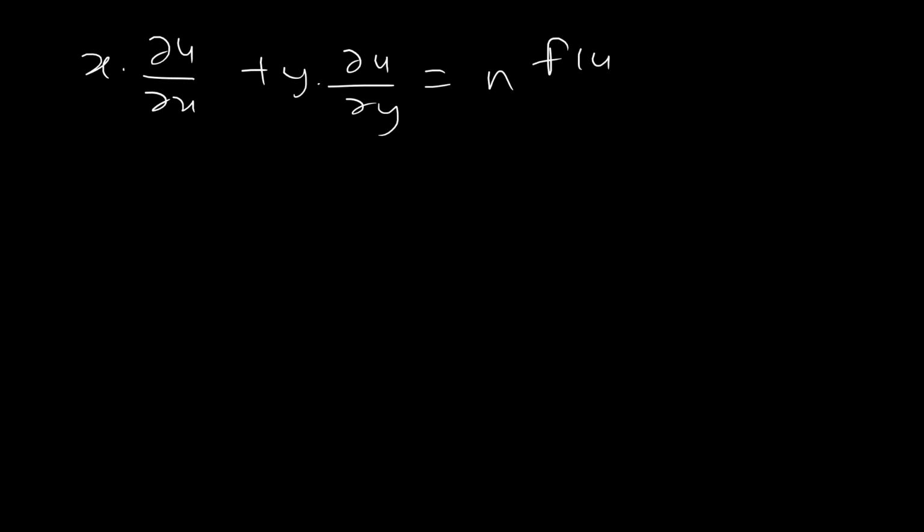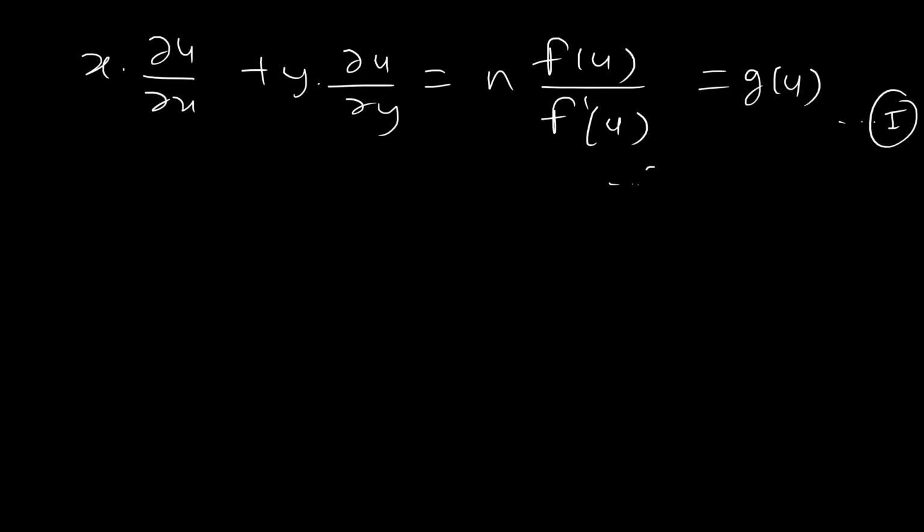So we will use the previous corollary, that is corollary 2, the modified Euler's theorem. Since z is a homogeneous function of degree n and further z is a function of u, therefore by using modified Euler's theorem, x times dou u by dou x plus y times dou u by dou y equals n into f of u upon f dash of u, which we have denoted by g of u. Let us call it equation number 1.